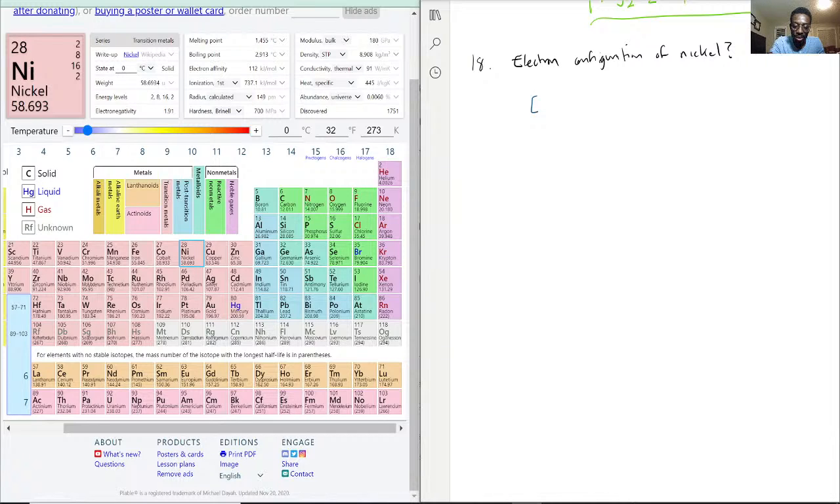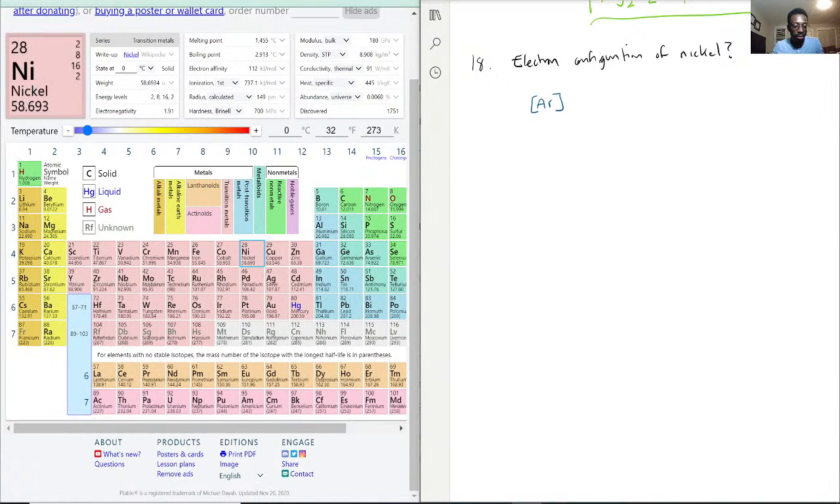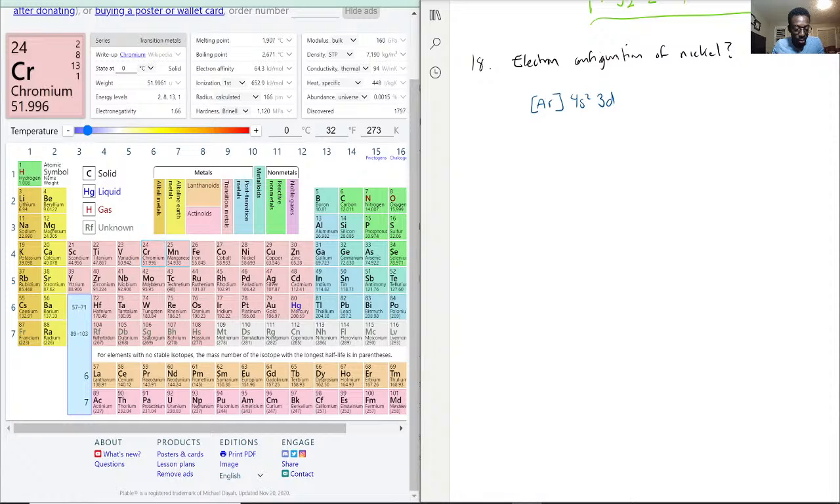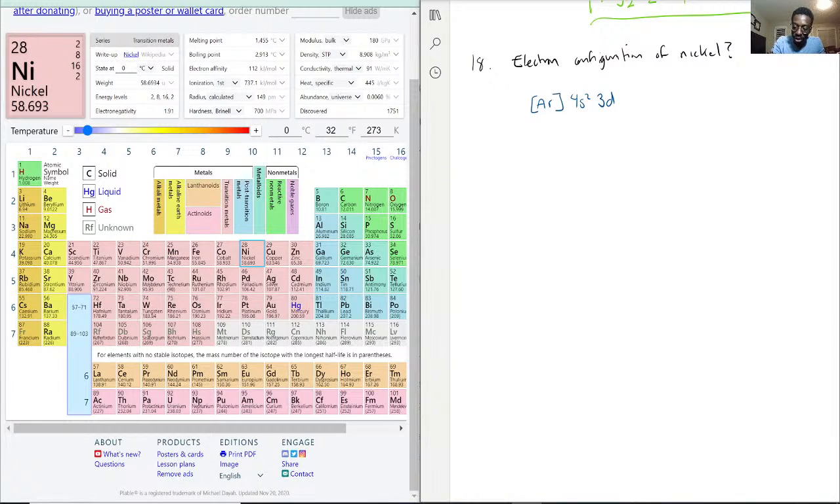So we start with our third row noble gas, argon, and because nickel's right here, we have 4s2, whoops, not 4, because now we're in the d row, 3d, 1, 2, 3, 4, 5, 6, 7, 8. It's always good to just make sure. Now you're probably wondering if this one does the same thing as the other ones we saw earlier today.